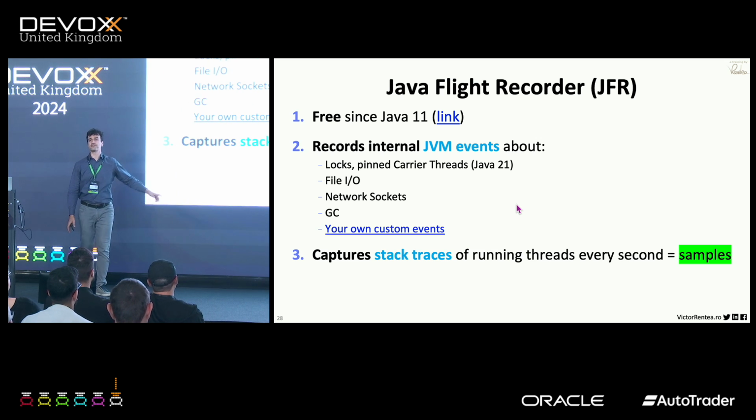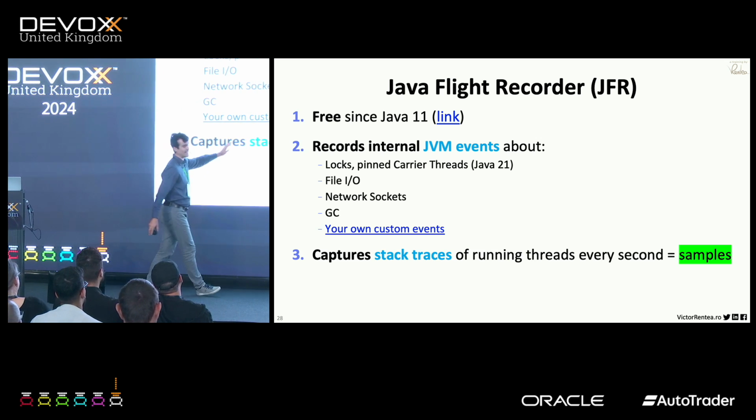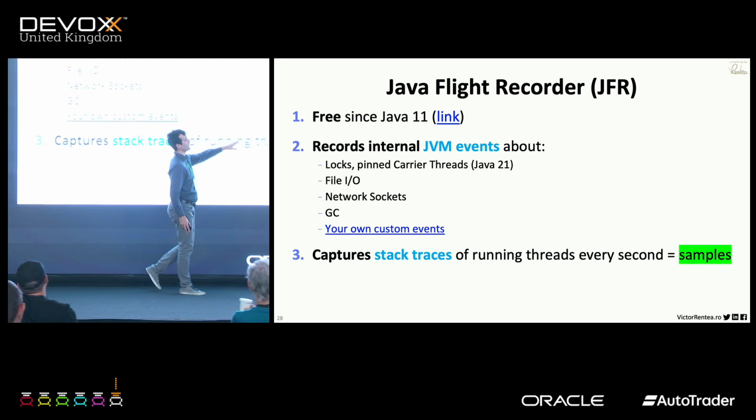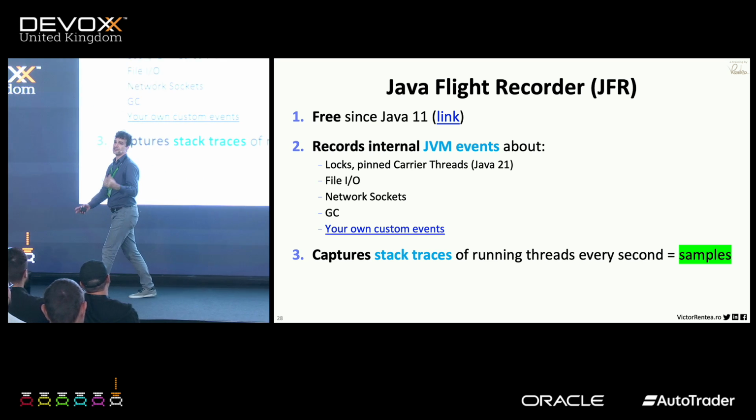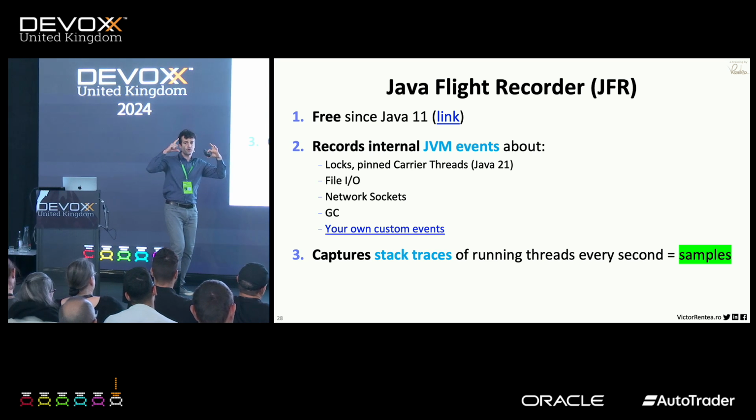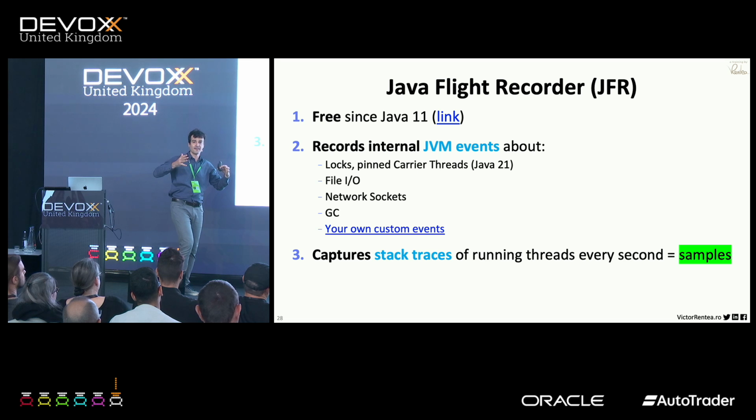I'm going to talk about the other feature in JFR, which is to capture stack traces of all your running threads every second. These we're going to refer to as samples. So there is someone taking a snapshot of what your application is doing every single second.